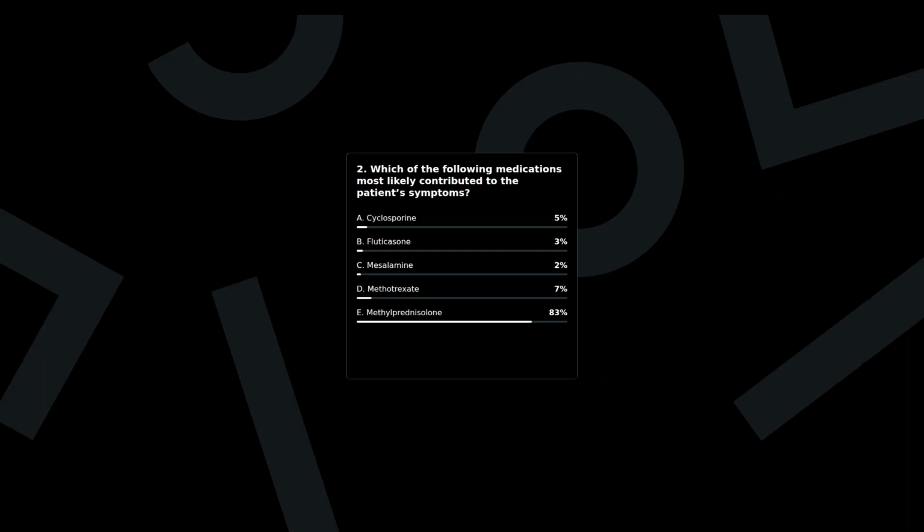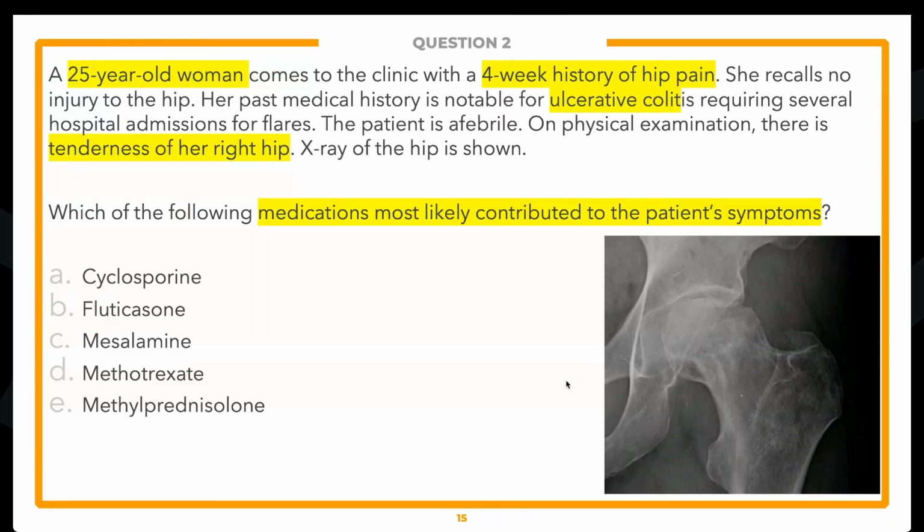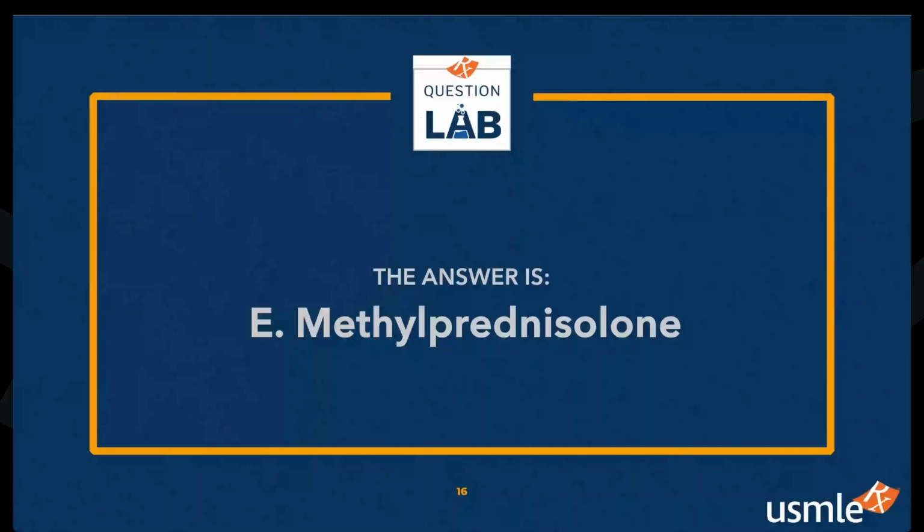So let's go ahead. I'm going to close the poll and let us reveal the answer. And the answer is indeed answer choice E, methylprednisolone. So good job, everybody. That is really almost an unprecedented response. But regardless, some of you may be wondering about that, or some of you may be wondering about some of those other answer choices. So I'm going to let Abraham walk us through it.